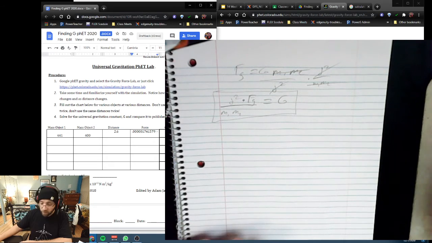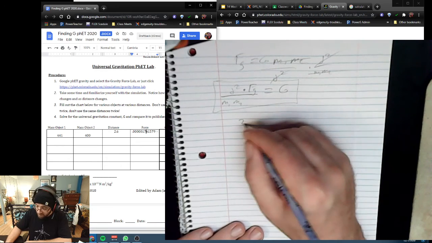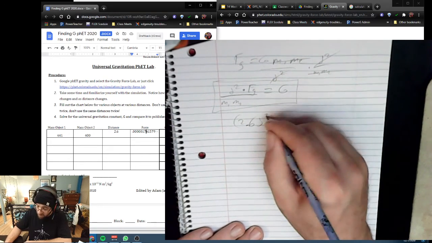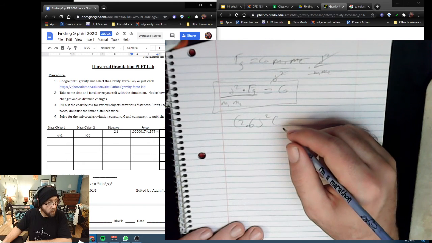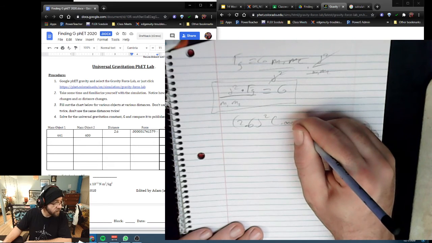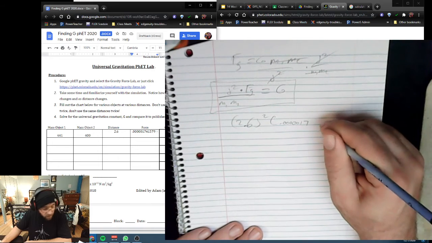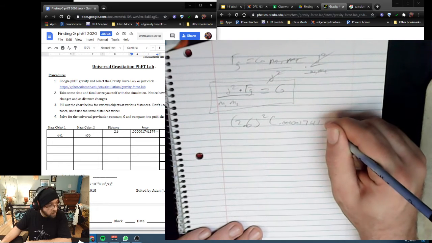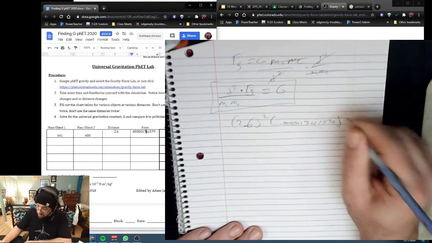Let me put in my numbers. Well, let me write down the numbers I want to put in first. D was 2.6 squared. The force of gravity was point... I guess I won't have to do scientific notation for this one. There were 5 zeros and then 1, 7, 4, 1, 5, 7, 9.